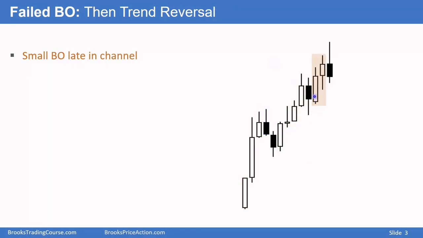We have another bull breakout here. We have a bull bar, a bull trend bar, so it's a breakout. We have consecutive bull trend bars. So the consecutive bull trend bars created an even bigger breakout. We had a 1 bar breakout, and now it became a 2 bar breakout. And it's followed by a bear bar. The bears are trying to get the bull breakout to fail and reverse.